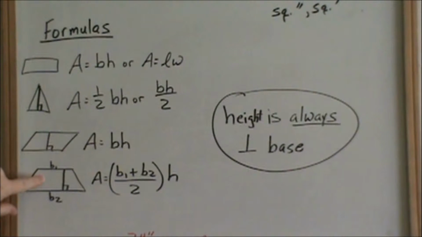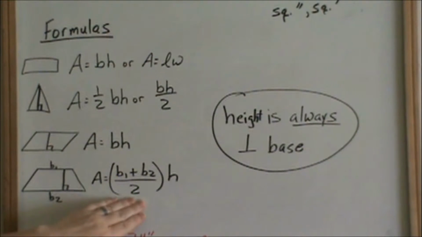So again, in a trapezoid, the very first thing you do is take the average of the bases. Order of operations says to do the parentheses first. So you do what's in the parentheses first. Then you multiply by the height. When you're doing this, you're taking the average of the bases.